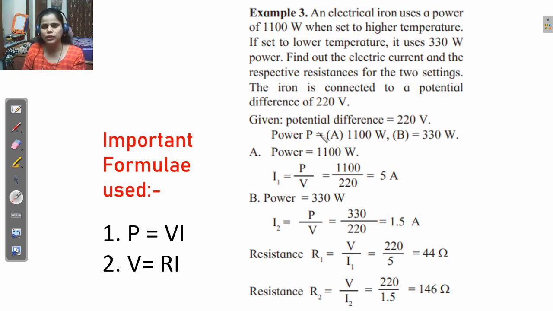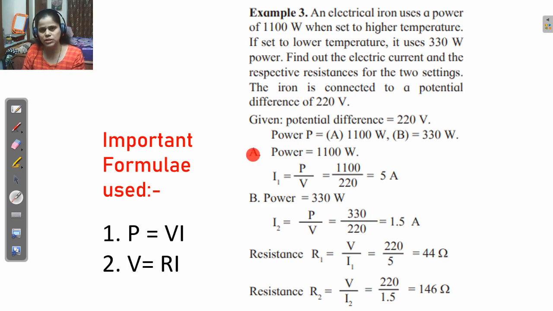Potential difference is given. Then power in first condition, when temperature is higher, is 1100 watt. And our second condition, the power in second condition is 330 watt. That means in a lower temperature. We have the formula, the important formula used here. P equals to VI, V into I, and V equals to IR from the Ohm's law. So power equals to given in first condition.